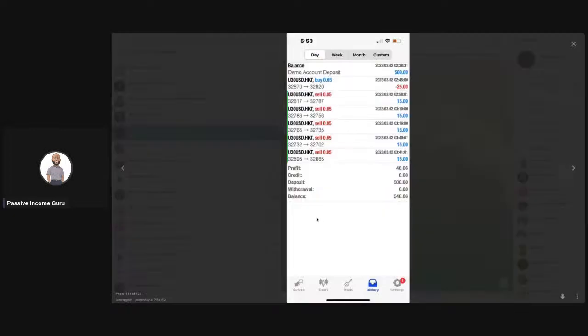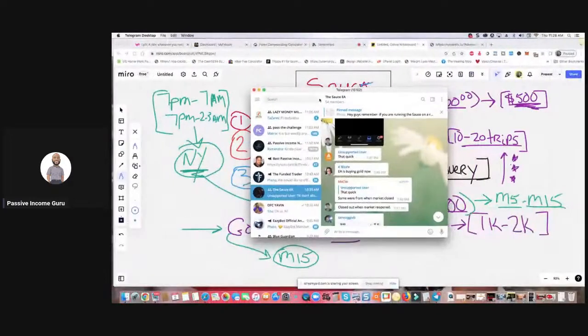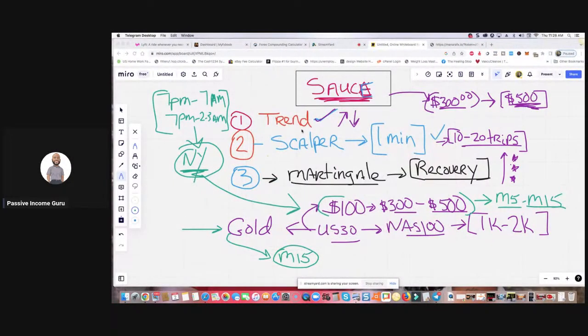One more. $500 account, $46 in profit. That's dang near 10% of that account. Okay. So let's go ahead and close out of this here. Close out. Boom. All right, guys.